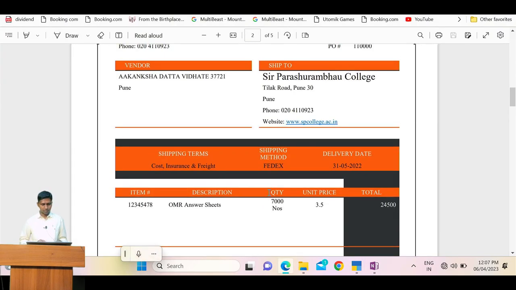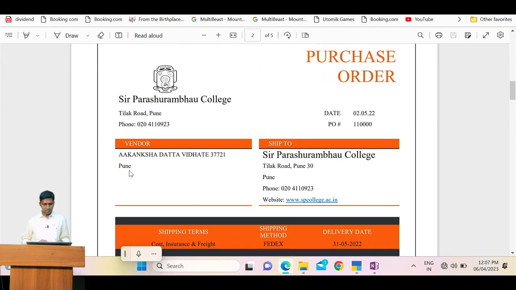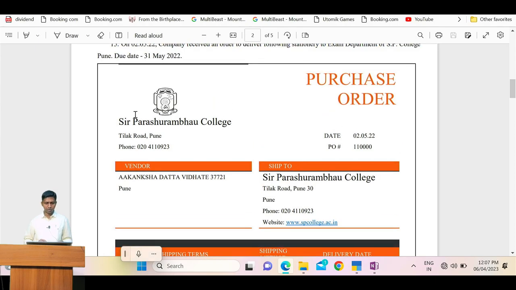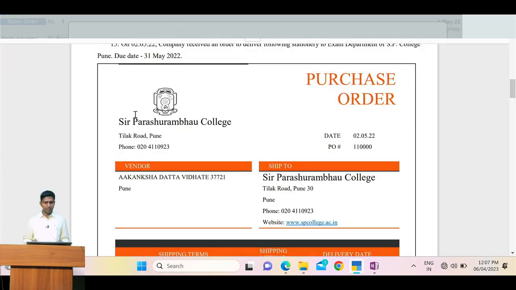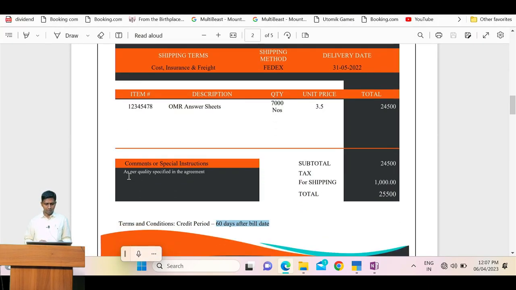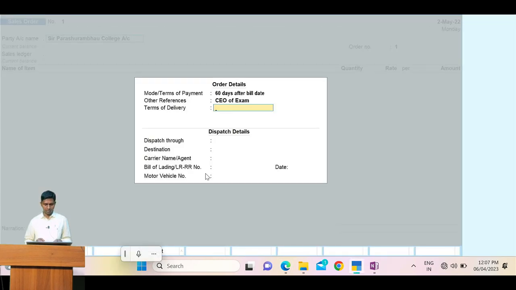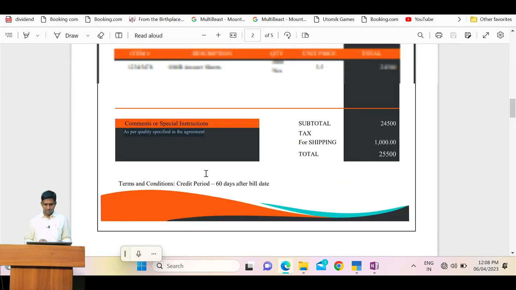Other reference in SP College, any particular person who is responsible? Other reference, CEO of exam, we can say. If you know, it is not given; if you want to write, write it, because we are SP, we know everything about this. And then terms of delivery here: as per the quantity or as per the quality specified in agreement, copy and then just paste. And then dispatch through, have they mentioned anything about dispatch through?